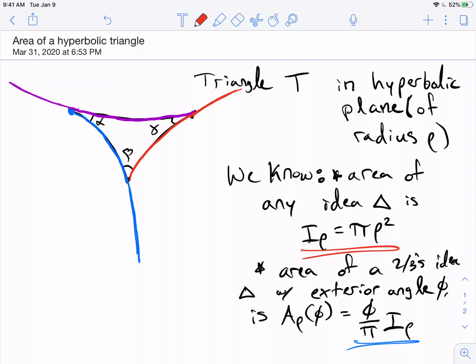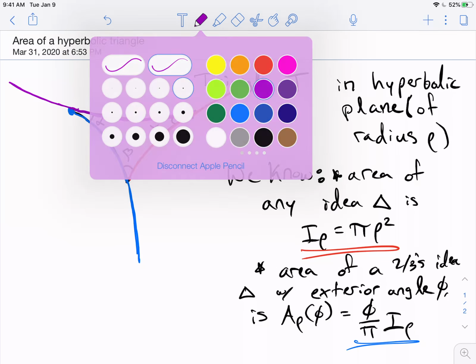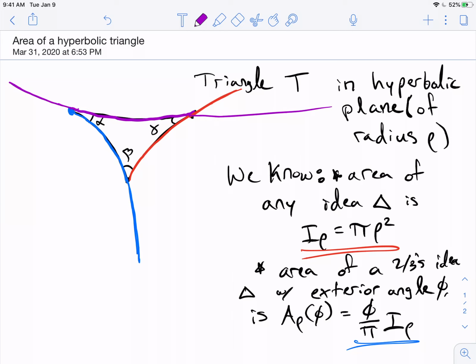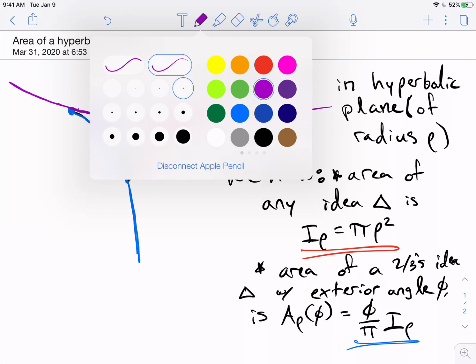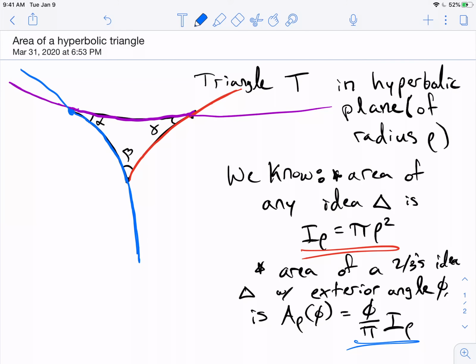Okay. So if I was going to extend further, for instance, this purple one would go off like this. The blue one would go off like this. And the red one would go off like this, right? But my hint is that's going to be too much. This is the picture to look at. So stare at this picture, see if you can see any 2/3 ideal triangles or any ideal triangles within it, and see if you can use what we know to solve the problem. Good luck.